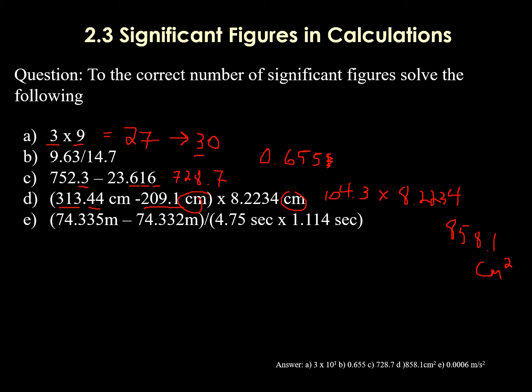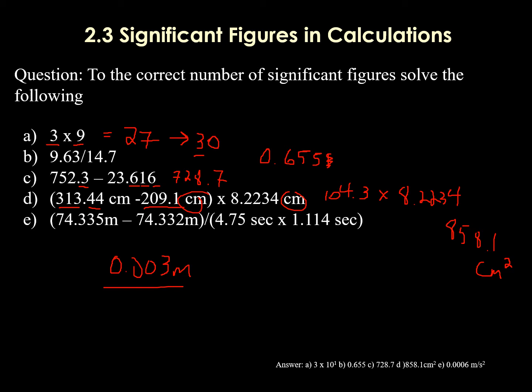And our last example, we have a subtraction in the numerator. We have a multiplication in the denominator. So we'll do each one separately because they're in brackets. So the top one, 74.335 minus 74.332. I got 0.003. It'll be meters. Again, we need 3 decimal places because there are 3 decimal places in each of the numbers in the question. And on the bottom, when we multiply the two, you should have 3 significant figures.